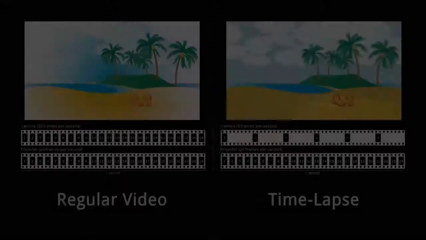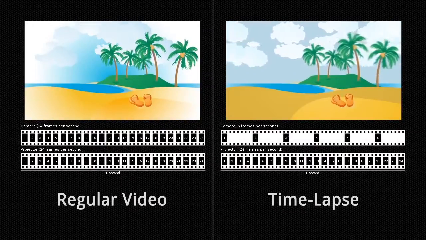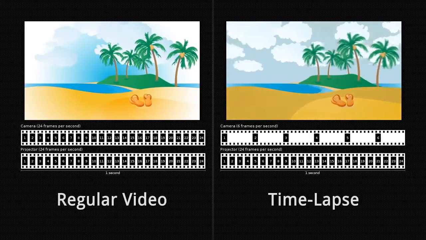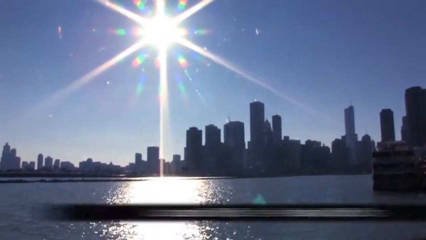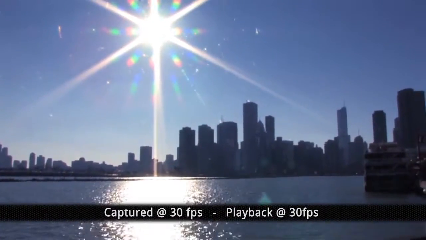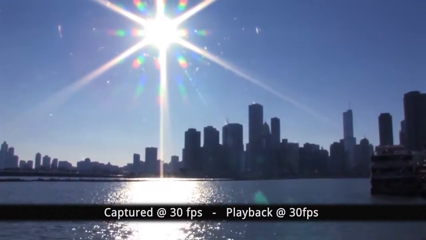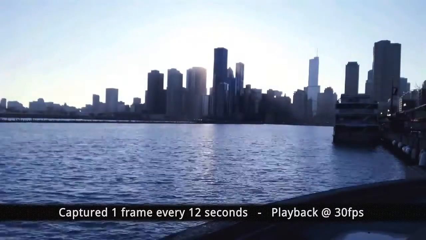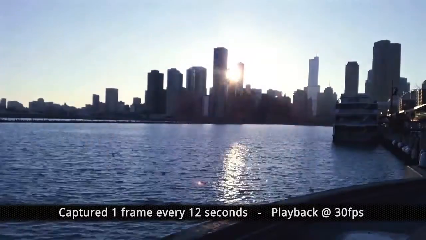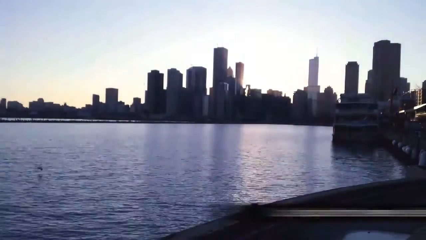Long story short, a time lapse is a technique in which a video is created by capturing images at a lower frame rate than the usual for video or film. If we capture 30 frames per second and play them back at 30 frames per second, well, that's just a regular video. But what happens if we capture one frame every 12 seconds and play it back at 30 frames per second? Aha! Friggin' awesome, right?